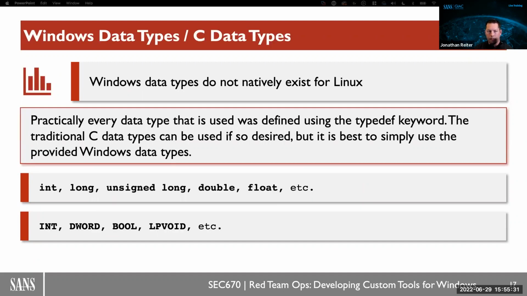Something else that you might see when you're coming over from Linux to Windows will be data types. Windows, for whatever reason, wanted to create their own data types. Yes, you can use the standard C data types like integers, longs, and so on. But what Windows did is create their own definitions, like these typedefs, to say int, or DWORD, or BOOL, or LPVOID, which is basically just a void pointer.